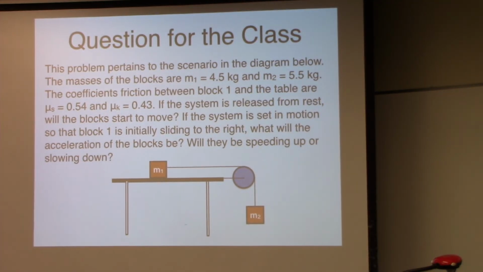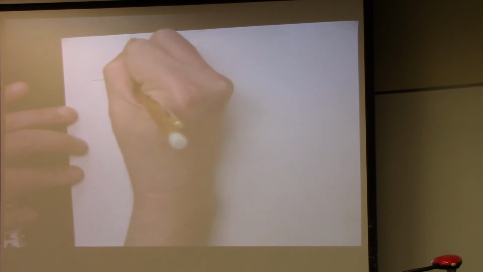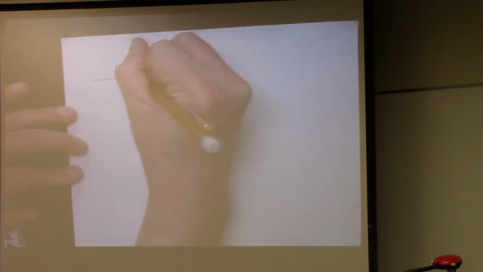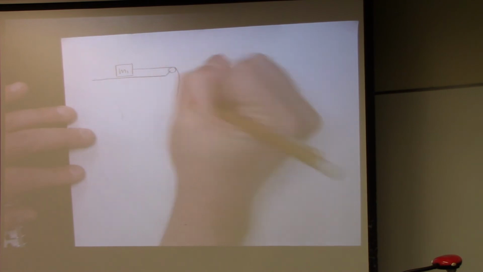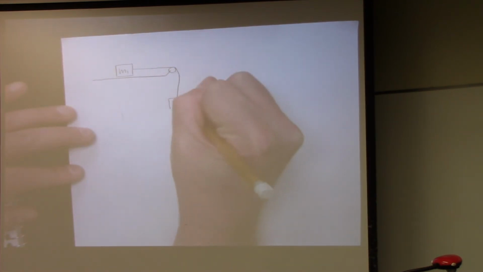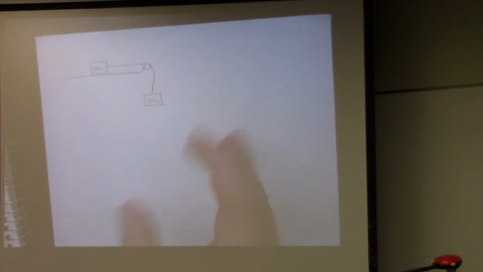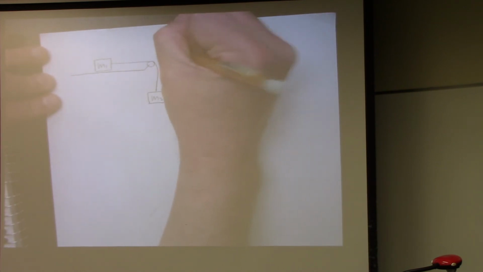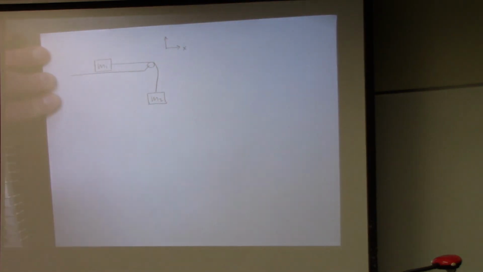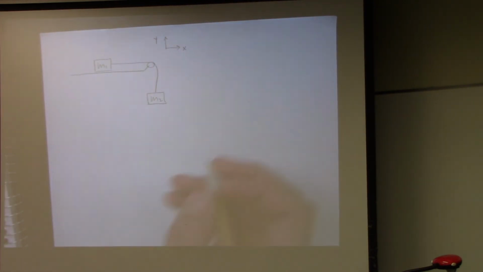So to work this out, let's just copy down that sketch from before for reference. We've got block 1 on the table, it's M1, connected by a pulley to M2, which is hanging off the table. And so let's get a sense of what the forces are here, and then we're going to use this coordinate system for reference, x being to the right, y being up. So let's draw the free body diagram of each one of these blocks, M1 and M2.